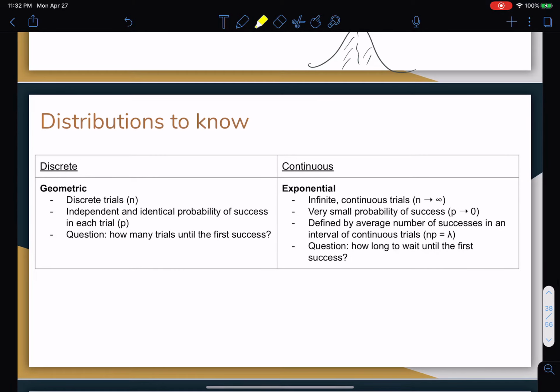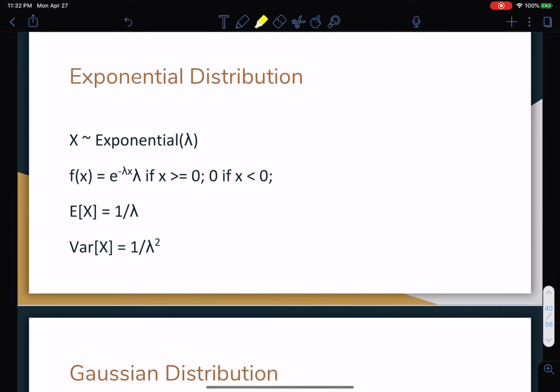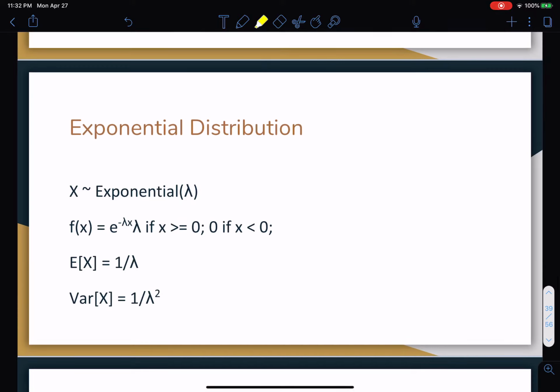For the exponential, you can think of it as the continuous analog of the geometric distribution. Again, the question you'll be asking is how long do I wait until the first success? So let's just write something down. This is how it looks. This is the f of x. This is the expectation. This variance looks very similar to geometric.